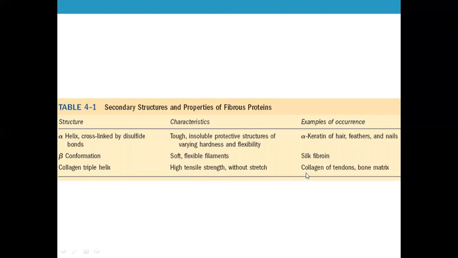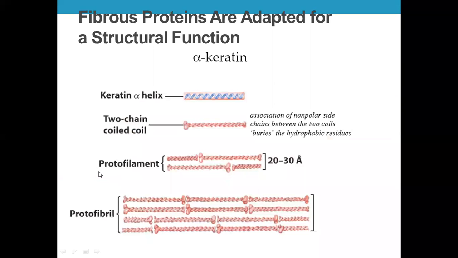For your fibroin protein, it's very soft. Usually you have a beta conformation. And then collagens have a very high tensile strength and usually have a triple helix. So here is the fibrous protein, adapted for its structural function, the alpha keratin. You can imagine your hair having keratin in it, so it assumes an alpha helix structure. And I mentioned earlier that whenever you perm your hair, it's actually just the formation of a disulfide bond from a cysteine to another cysteine, and it will stabilize the form of your hair.